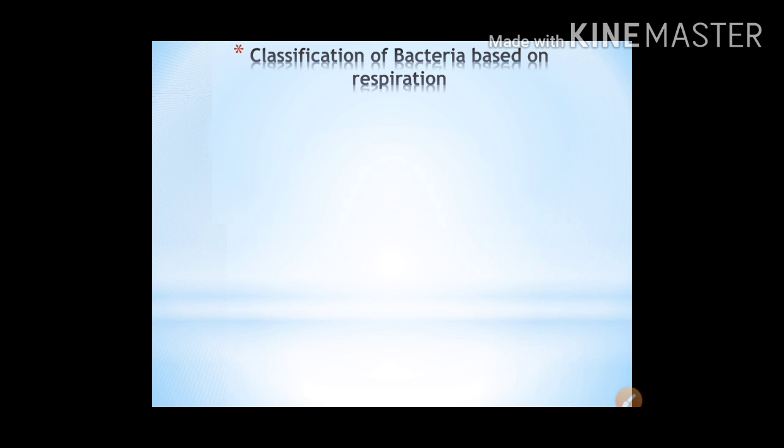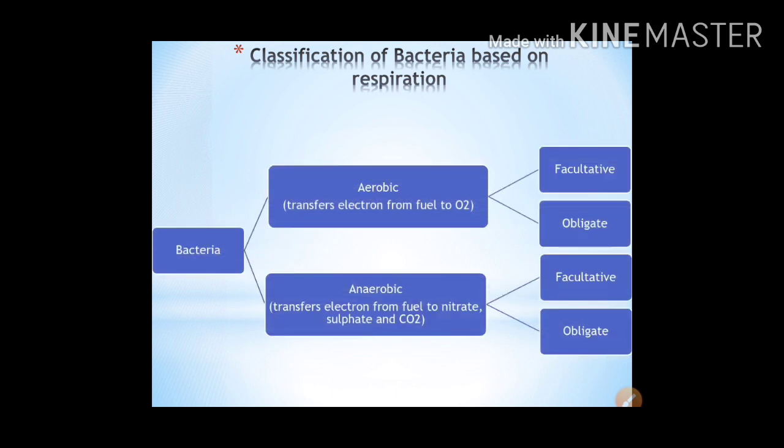Classification of bacteria based on respiration. So this we all know, there are aerobic category and anaerobic. Aerobic means presence of oxygen, anaerobic means absence of oxygen. थोड़ा सा इसको बढ़ा देते हैं, थोड़ा टेक्निकल जाते हैं. That means transfers electron from fuel to ऑक्सीजन. जैसे ग्लूकोज का ऑक्सीडेशन होगा तो जो इलेक्ट्रॉन से वो फाइनली कौन एक्सेप्ट करेगा, ऑक्सीजन, तो एरोबिक. और अगर फाइनली इलेक्ट्रॉन एक्सेप्ट करने वाले हैं नाइट्रेट, सल्फेट या कार्बन डाइऑक्साइड तो anaerobic.